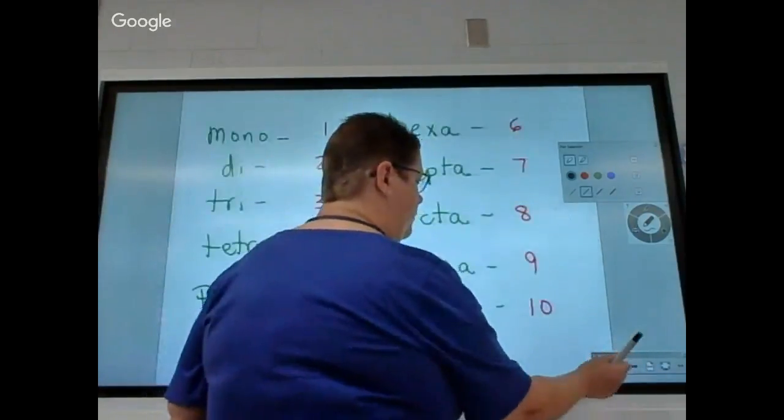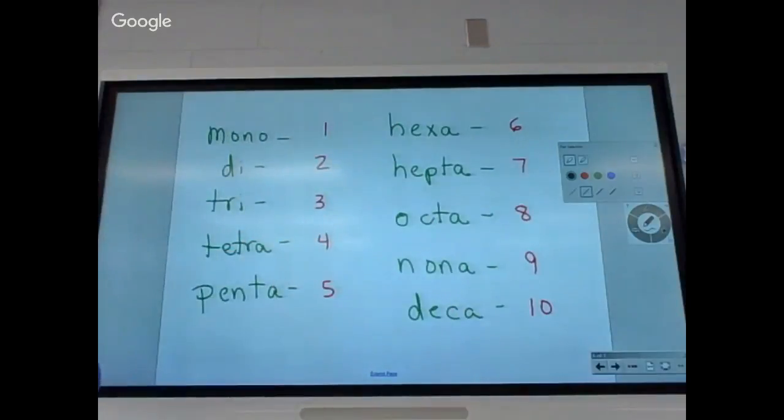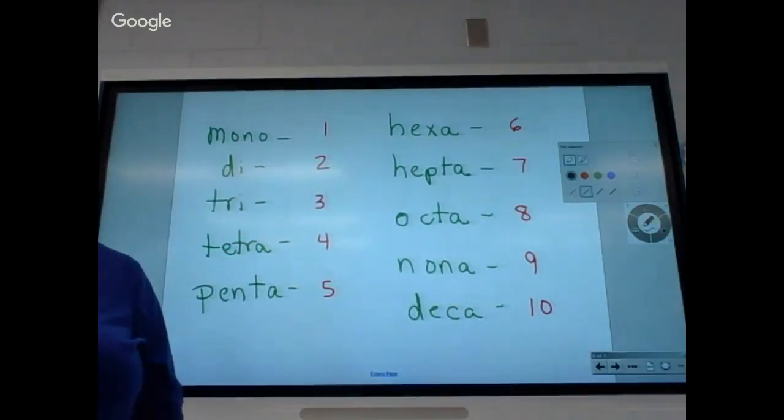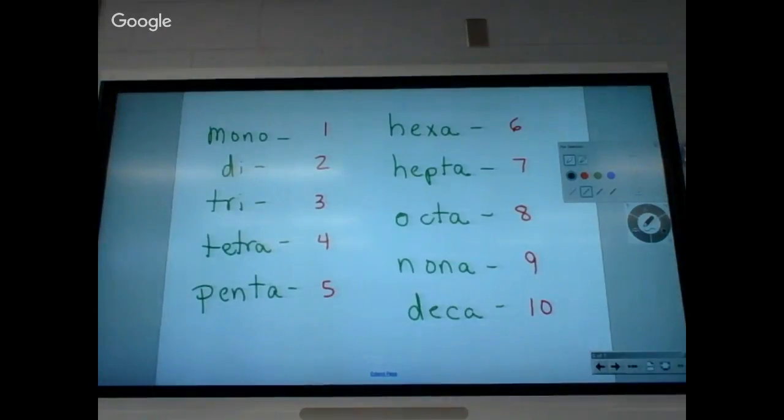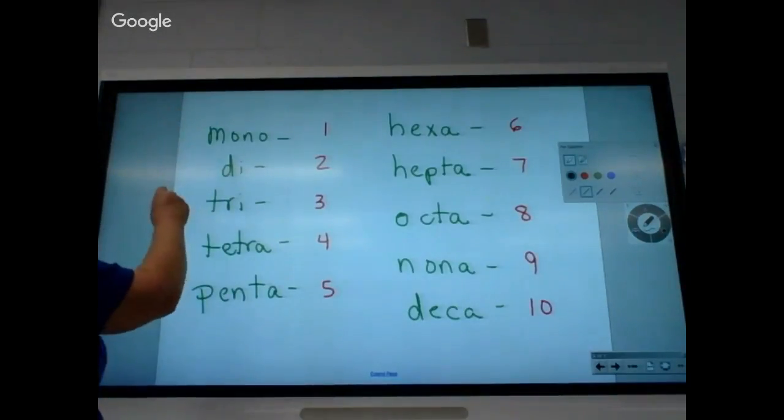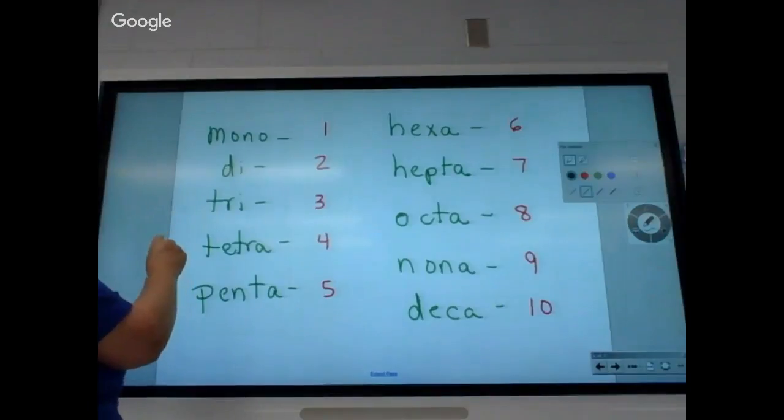Okay, so looking at what you know, you have to know these by tomorrow, by the way. Before you freak out, y'all know all but probably 3 of them. Everybody knows mono, di, and tri. You might not know tetra is 4. You guys have known penta, probably from driver's ed or math class.